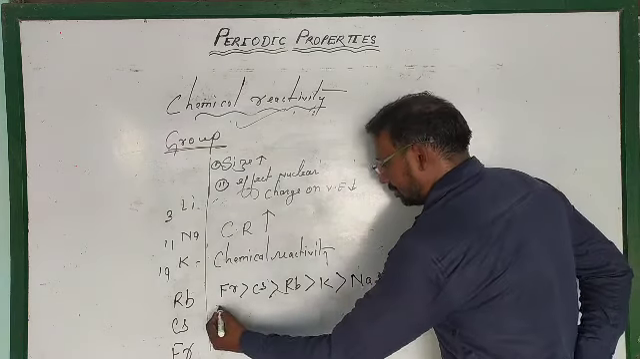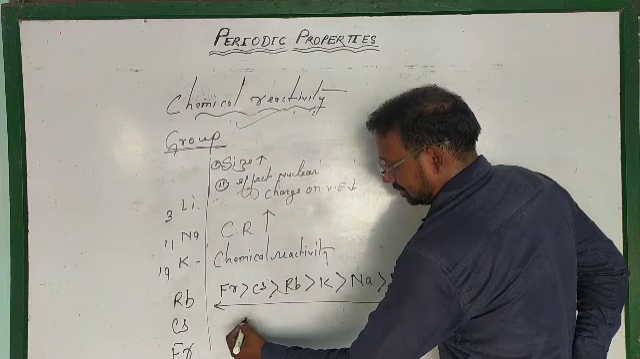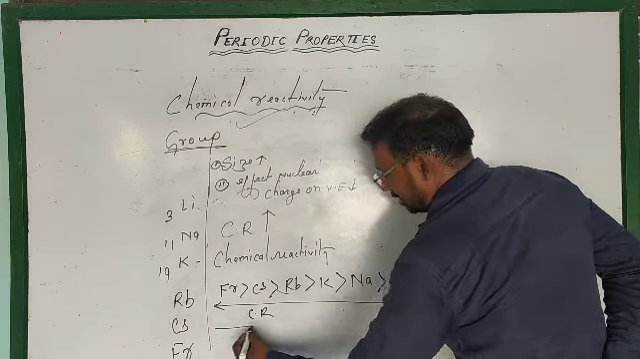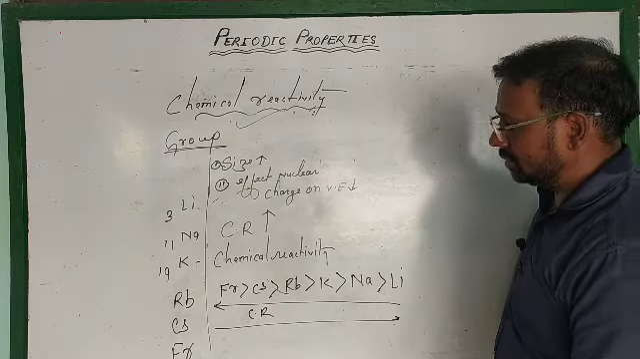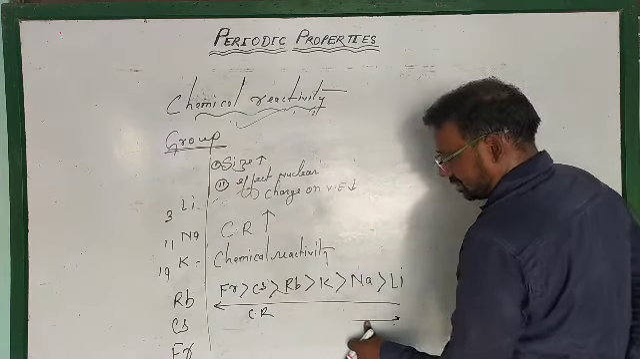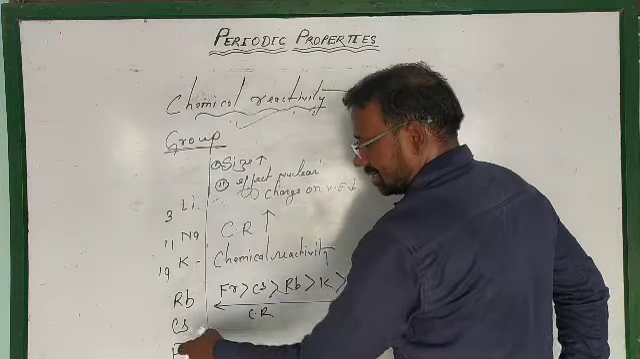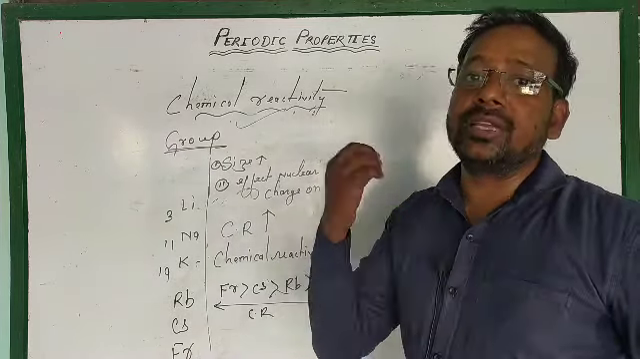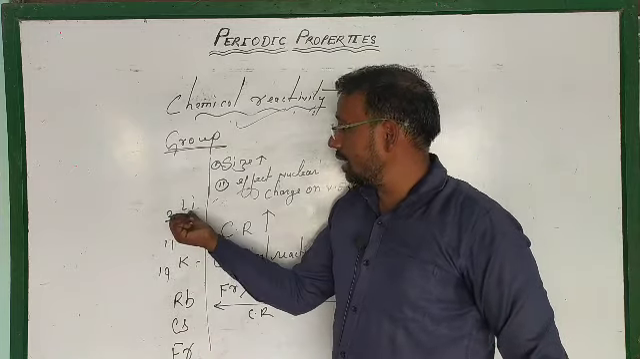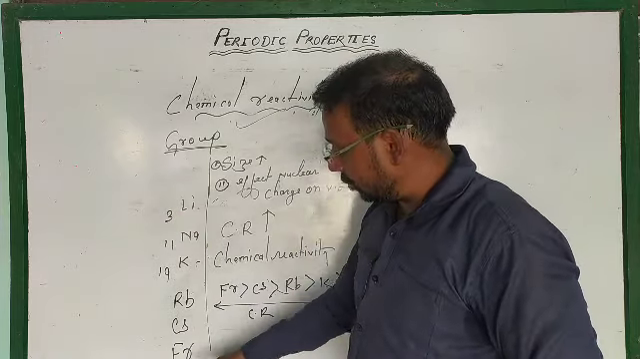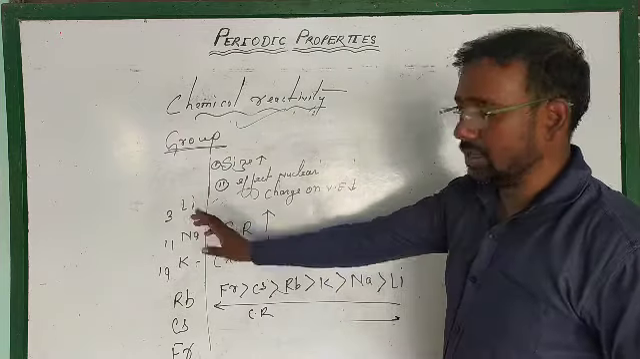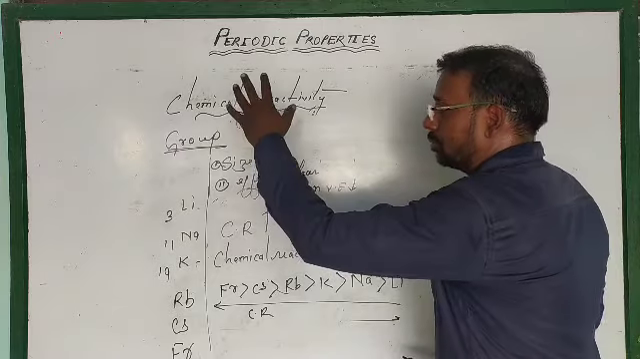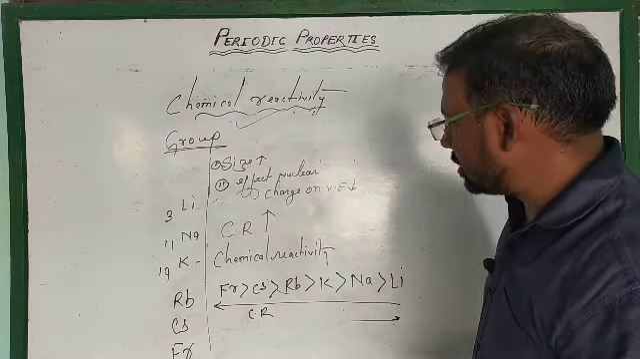Why is it happening? Chemical reactivity increases, and what is happening? Size increases, and because of greater size, attraction decreases, as francium can lose electron with very less effort compared to lithium. Therefore the reactivity of francium is more than lithium. So this is a way to write the chemical reactivity in the case of a group. Now next one.